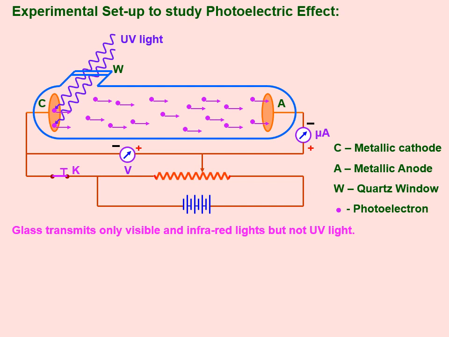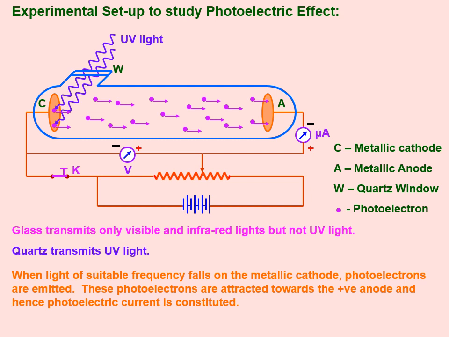So here the glass tube will transmit only visible and infrared light. It will not transmit ultraviolet light. Therefore we use a quartz window for transmission of ultraviolet light. So we can say that when light of suitable frequency falls on the metallic cathode, photoelectrons are emitted, and these photoelectrons are attracted towards the positive anode, and hence photoelectric current is constituted.